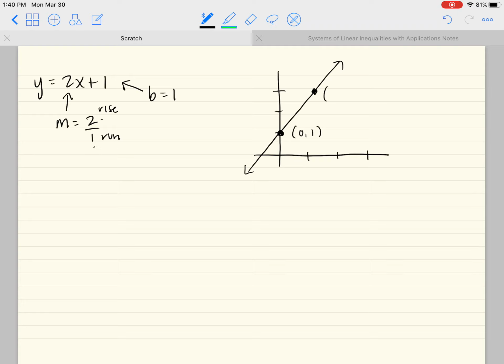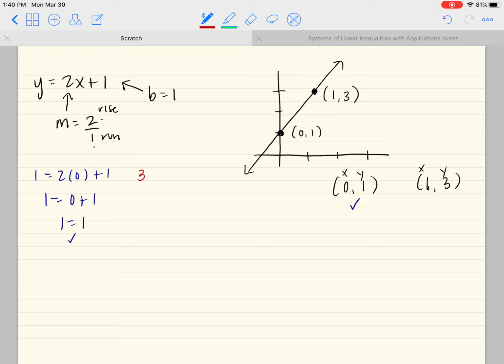So for example, the coordinates here are 0, 1. Or the coordinates here are at 1 and 3. If I was to plug 0, 1 into the function, or plug 1 and 3 into the function, so this x and this y, or this x and this y, or any point on that line, it's going to make that true statement. So, for example, if I plug in 0, 1, if I put in 1 for y and put in 0 for x, I get 1 equals 0 plus 1, and 1 does equal 1. That's a true statement. That means this is a solution to that equation.